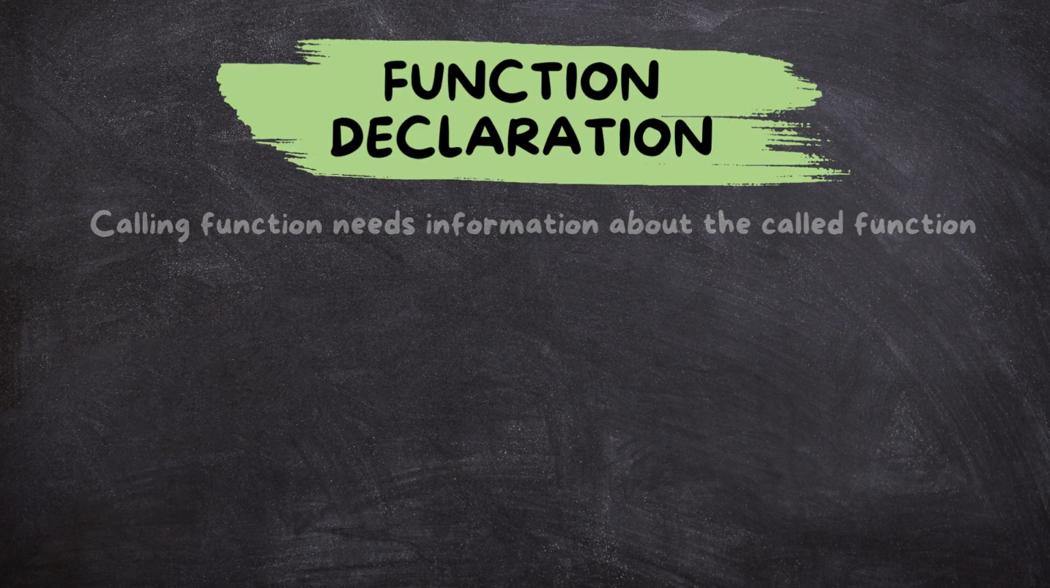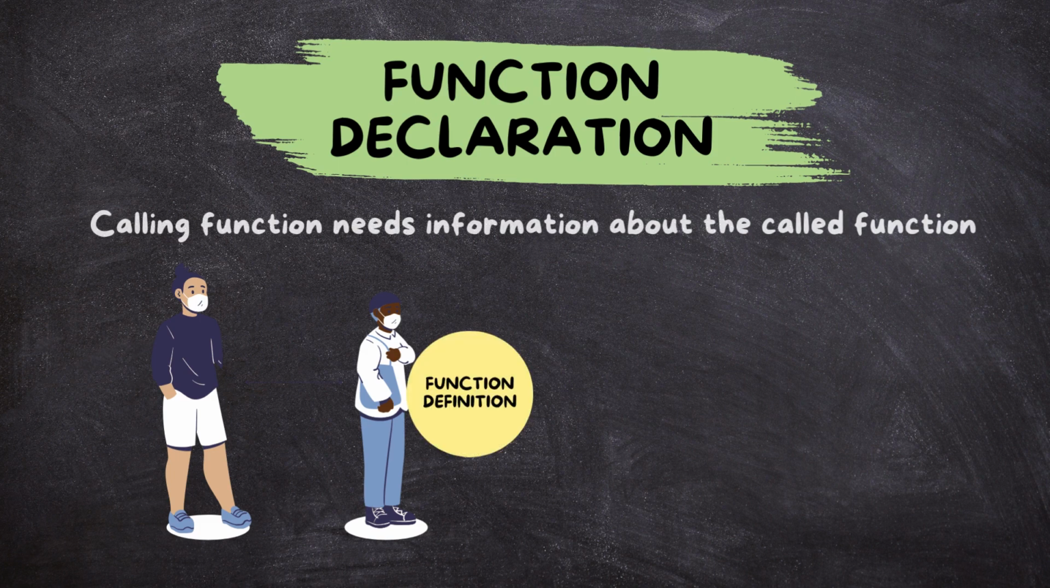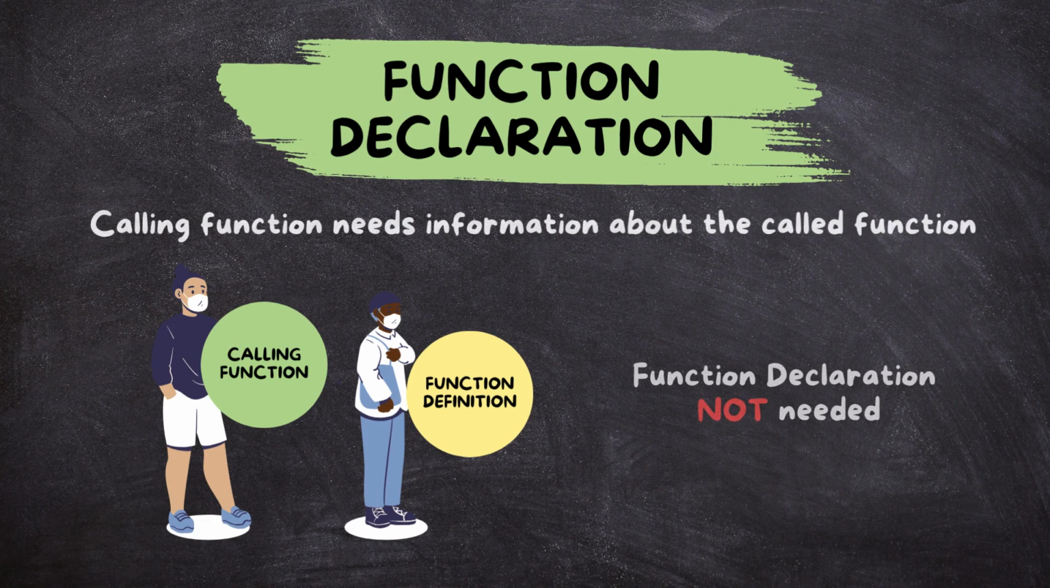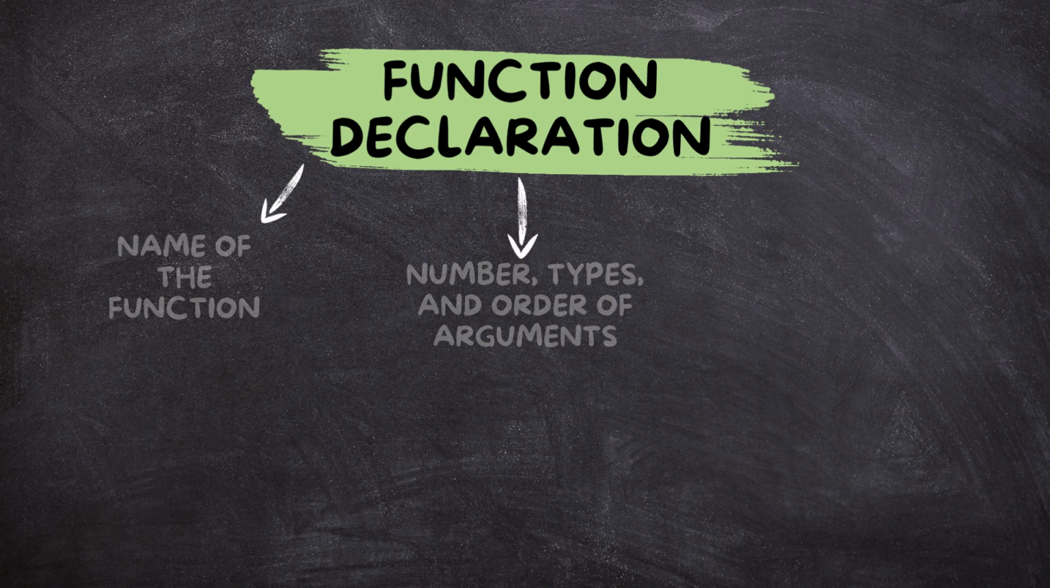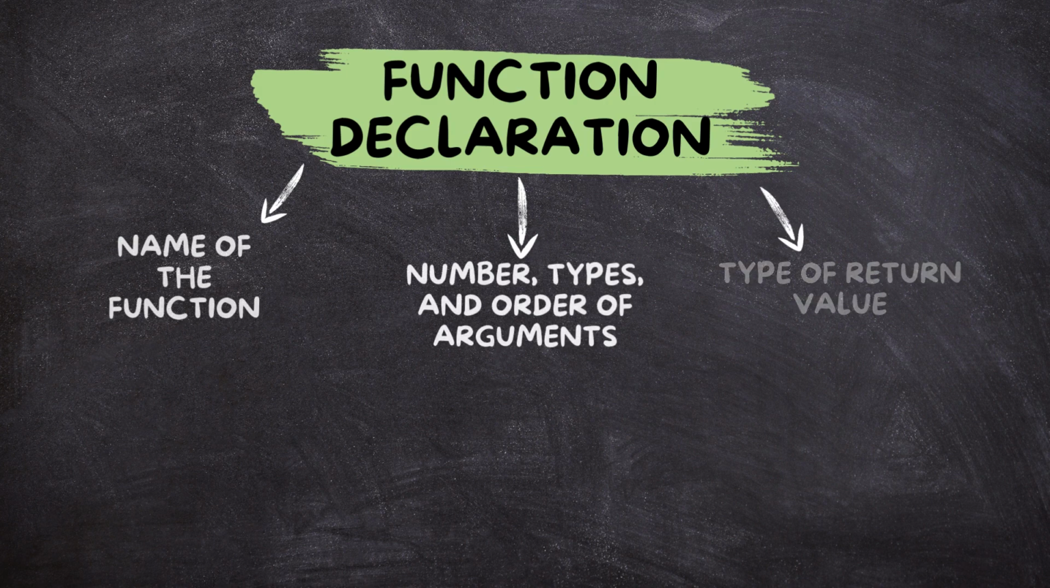Now, whenever a function is called, the calling function needs some information about the called function. This is achieved by function declaration or function prototype. Note that if the definition of the called function is placed before the calling function, then the declaration is not needed. The function declaration informs the compiler about three things. First is the name of the function. Second is the number and types of arguments received by the function and also their order. Third is the type of value which is returned by the function.